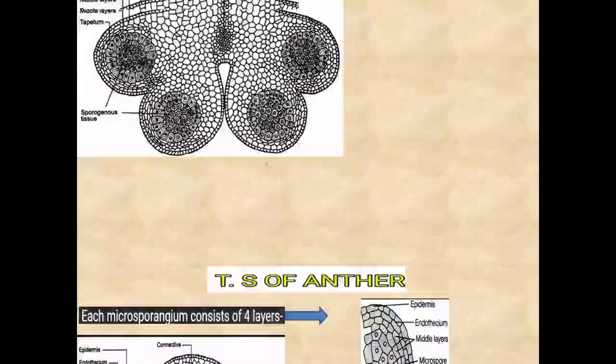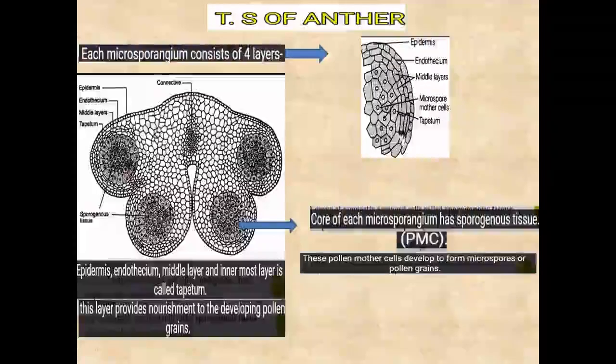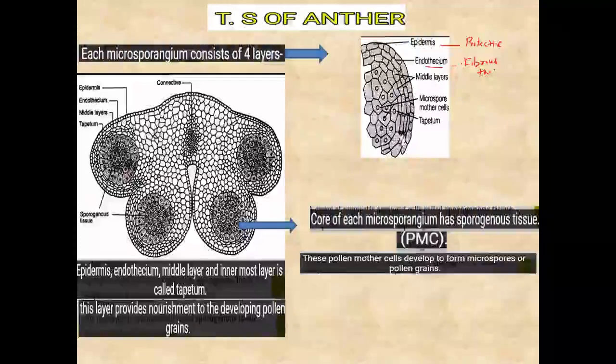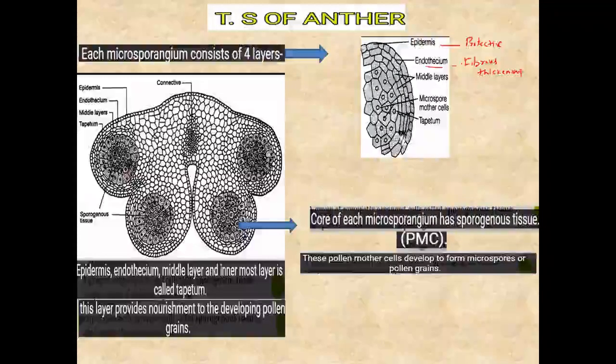Before that, let's come back once again to see what this is. These are the outermost layer, like I told you, a single protective layer, the epidermis. The endothecium is also a single layer, with fibrous thickening cells. And the middle layer is 3 to 4 layers. This usually disintegrates on the maturation of the anther. You can see an innermost layer.